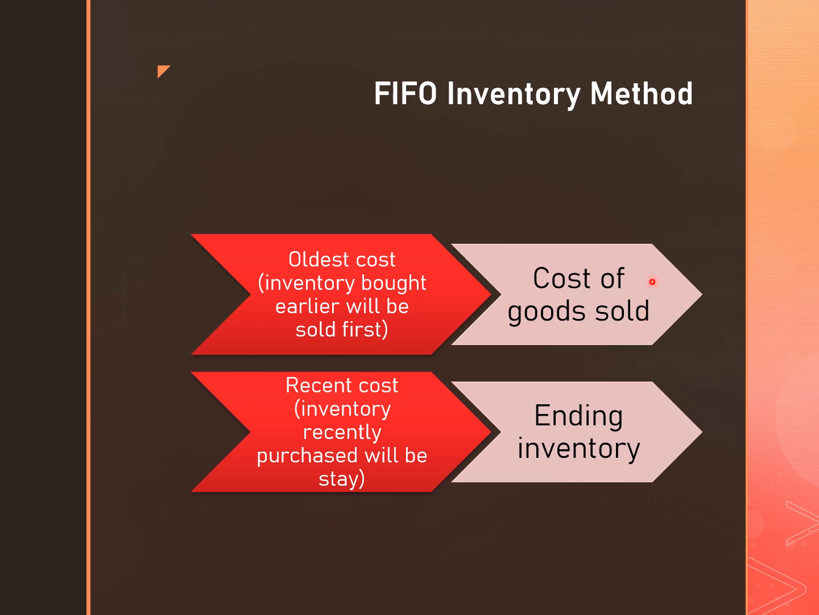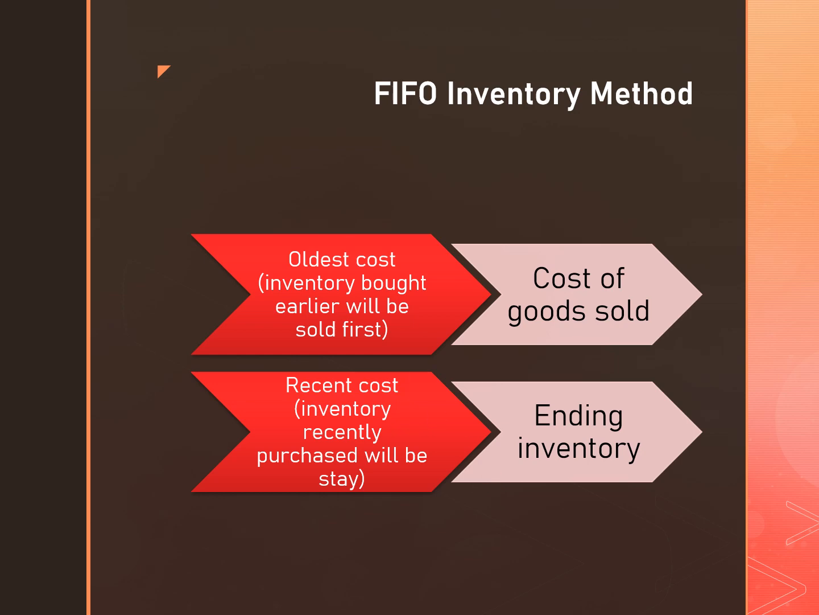Yang ni yang you akan matching dengan revenue untuk dapat gross profit. But yang recent purchase you, yang you baru beli, baru masuk dalam store, yang tu yang akan stay sebagai ending inventory. So biasanya the recent cost biasanya higher because of inflation and whatnot lah.